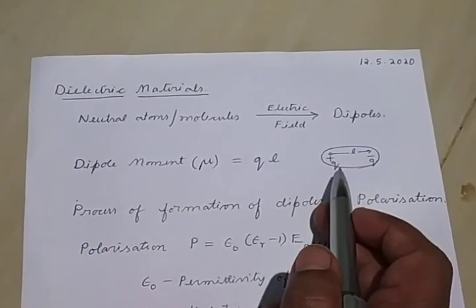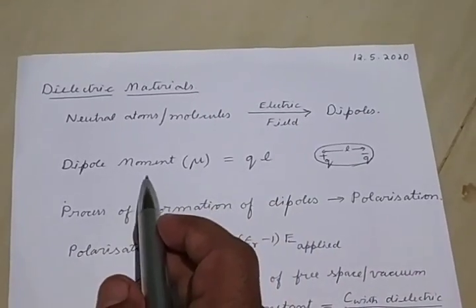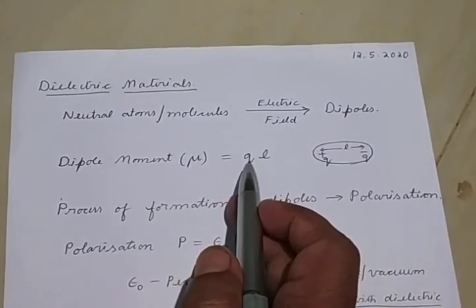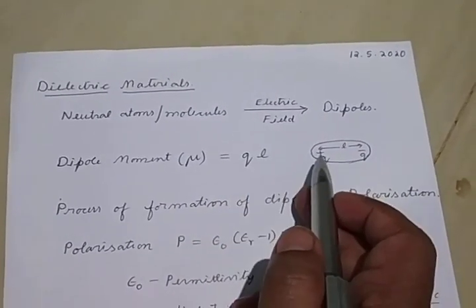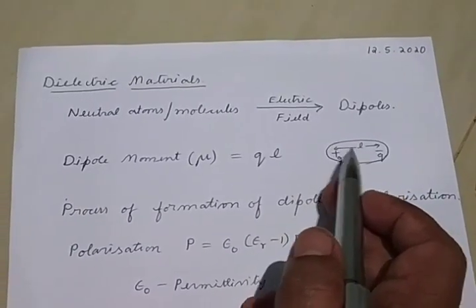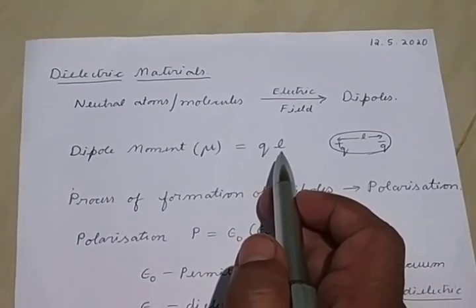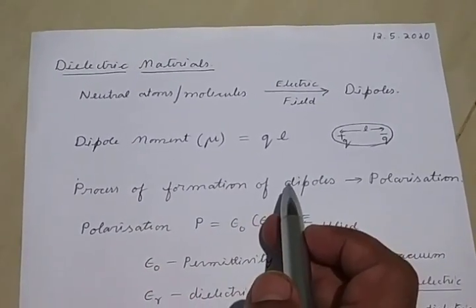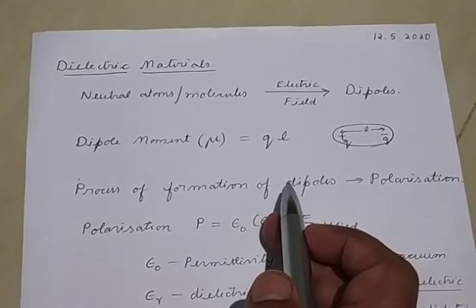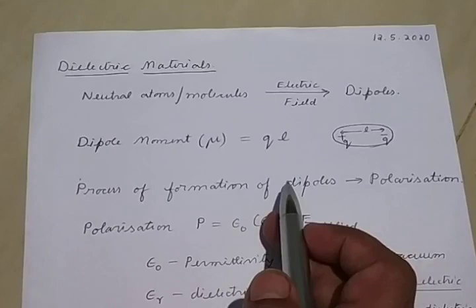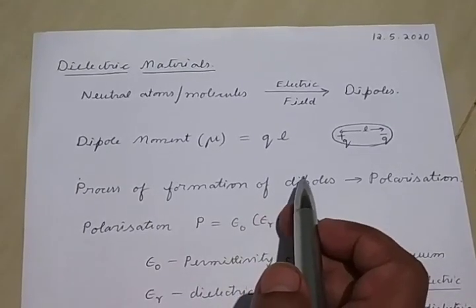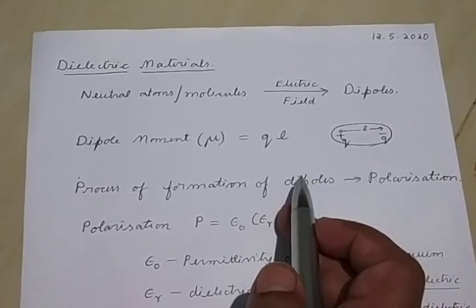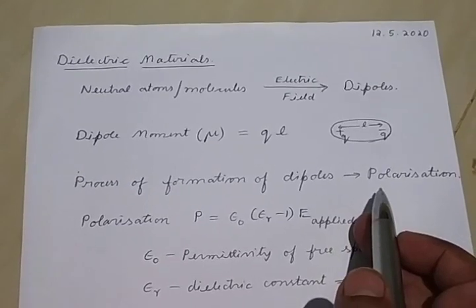Now this dipole has a value called dipole moment, which we denote by the symbol mu. It is given by the product of one of the charges q and the distance of separation between the charges, that is L. So that is the dipole moment. Now the process of formation of dipoles, that is the separation of the concentration of positive charges and the concentration of negative charges in a material by the application of the electric field, that is called polarization.